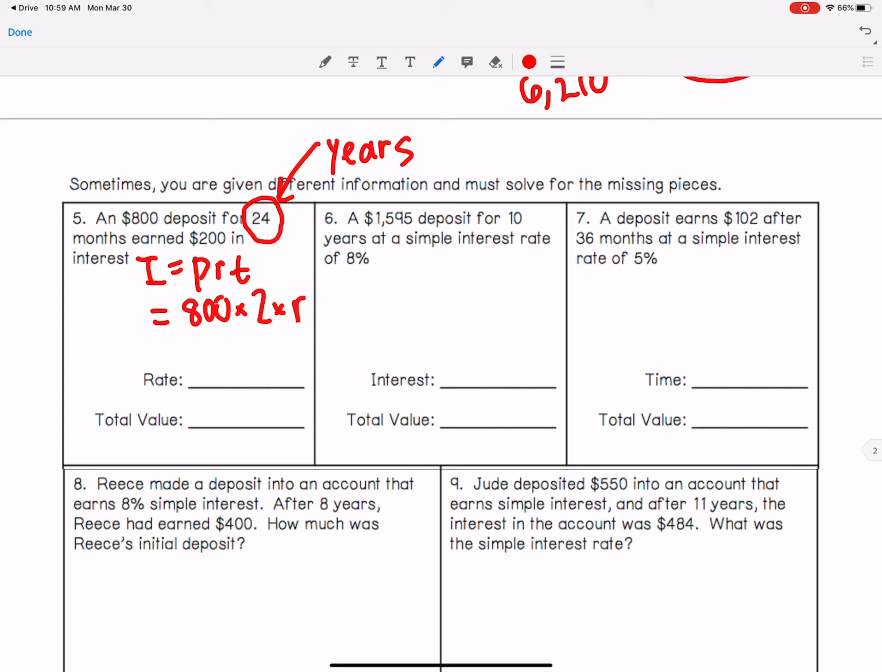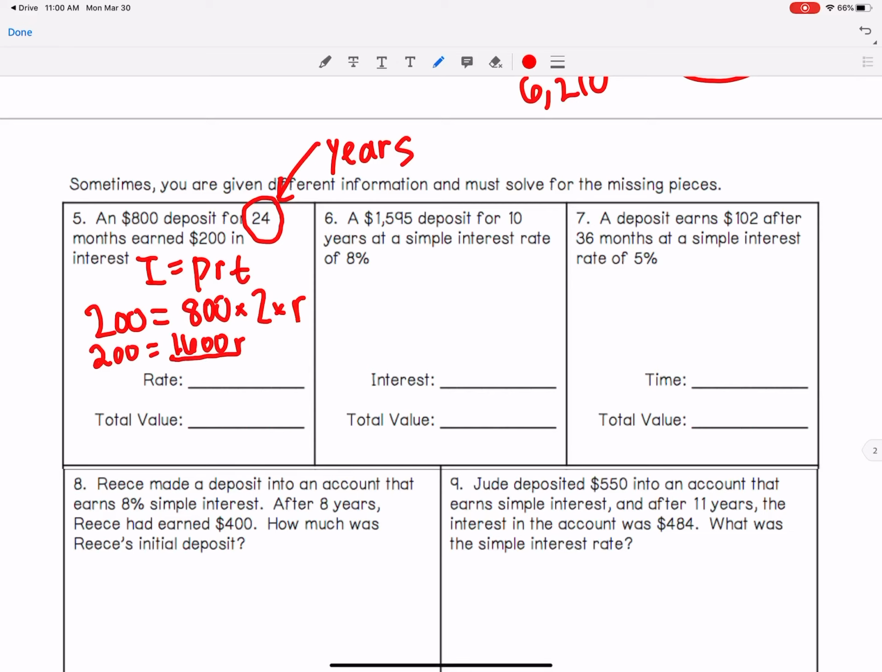And then they say it earned $200 in interest. So they're actually giving us I. We have to plug in 200. Okay, now we need to solve our equation. Here's what I have. You'll notice we don't have R, so we just need to solve for what we do know. I do know that 800 times 2 will give me 1600. And then I'm just going to leave the R there.